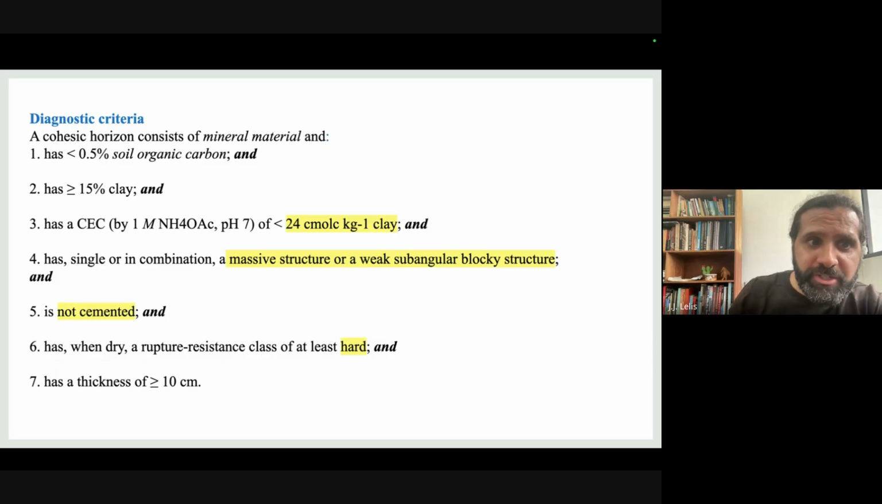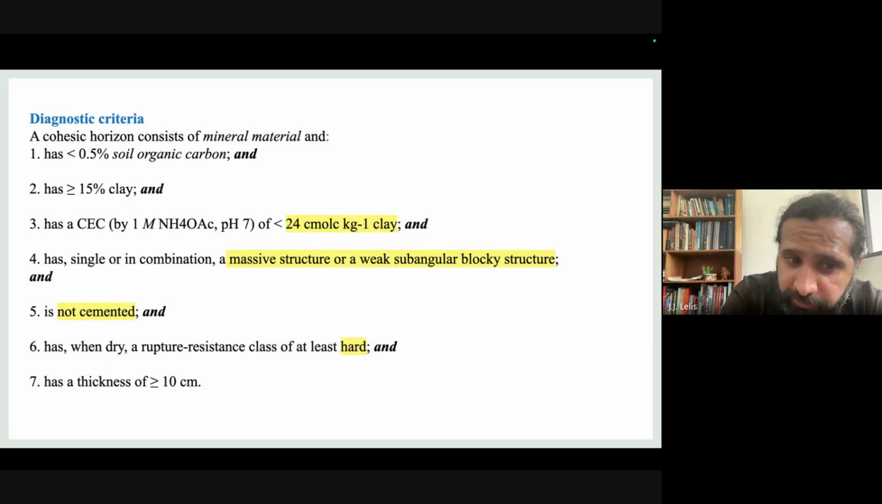The coesic diagnostic horizon has some criteria. The content of organic carbon should be low, as I said, less than 0.5. It should register a high content of clay, at least 50% clay. It should register a low CEC per clay because of the dominance of kaolinite, as I told you. So CEC divided by clay should be less than 24 centimole charge per kilogram of clay, and it has a single structure or a combination of structures, massive or weak subangular blocky.